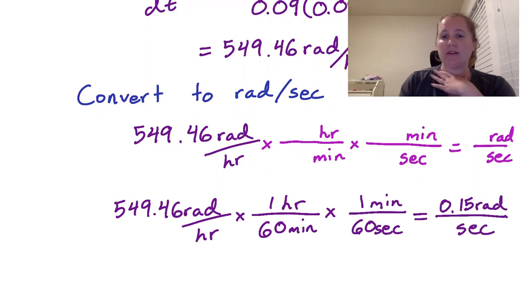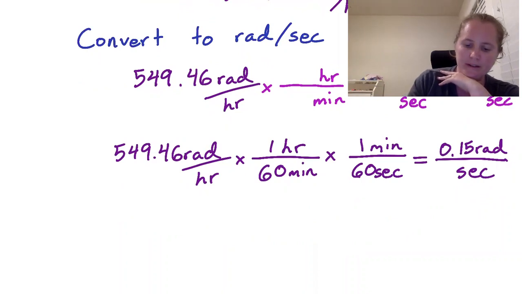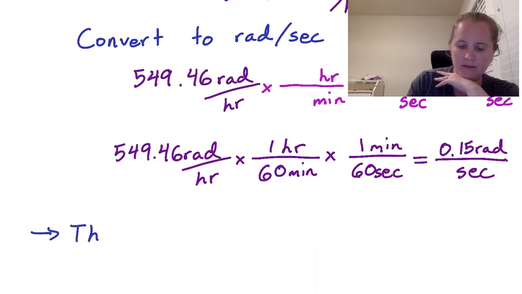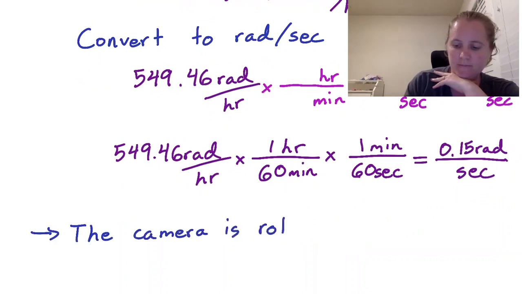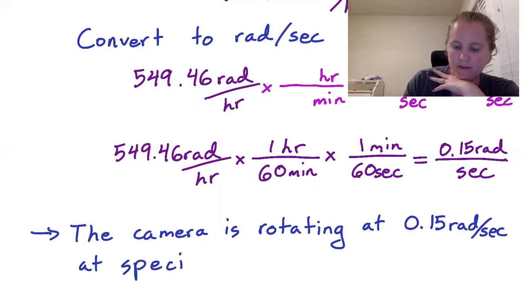So if we put this all in final notation, what we get is that the camera is rotating at 0.15 radians per second at the specified time.